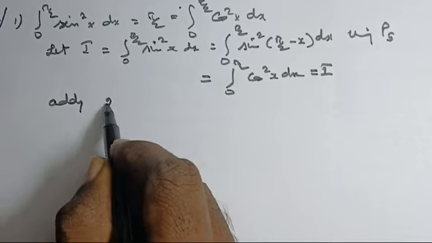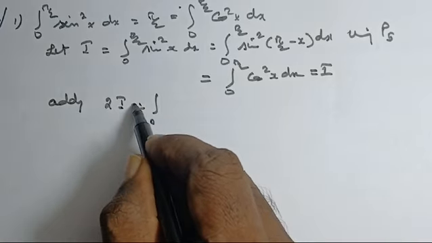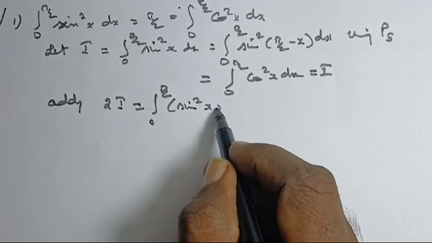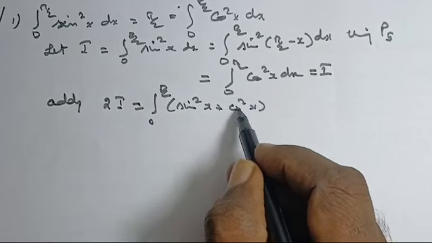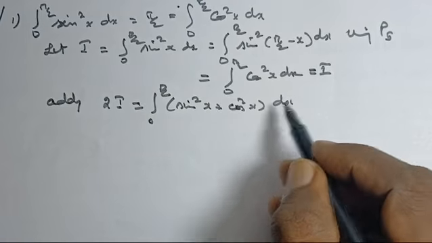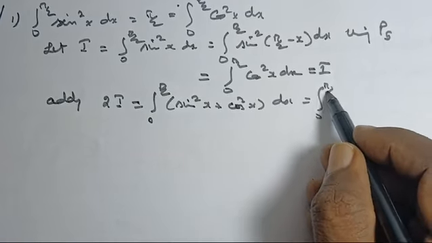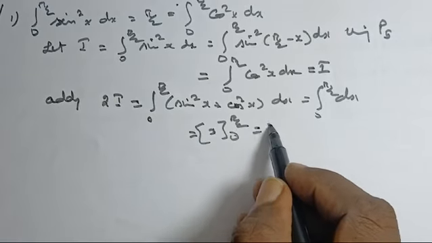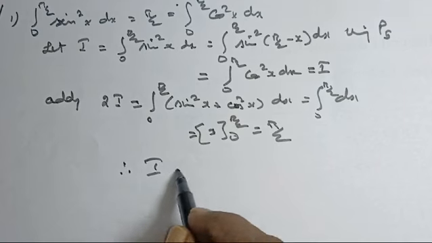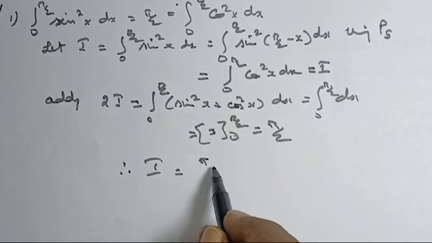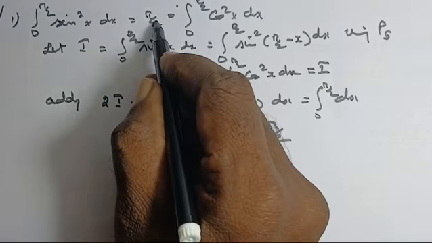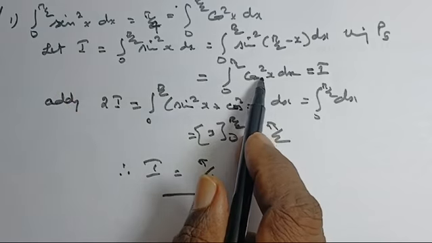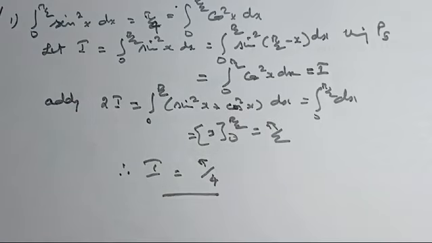Adding, 2I equal to integral 0 to pi by 2, you can add these two inside the same integral, sin squared x plus cos squared x dx, isn't it? Sin squared x plus cos squared x is 1, therefore dx, that is x from 0 to pi by 2, that is equal to pi by 2, therefore I equal to pi by 4, and there is a mistake here, this should be pi by 4. That is, integral 0 to pi by 2 sin squared x equal to integral 0 to pi by 2 cos squared x, and each is equal to pi by 4.